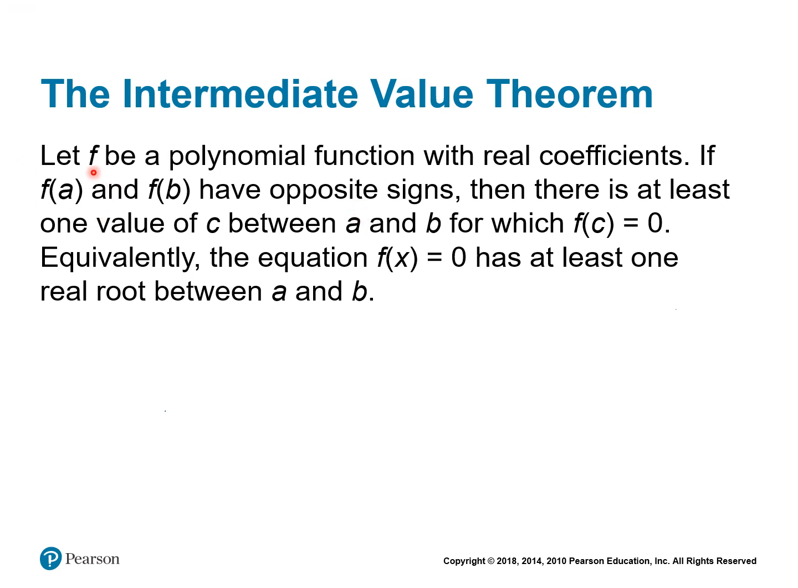It says here, let f be a polynomial function with real coefficients. If f of a and f of b have opposite signs, then there is at least one value of c between a and b for which f of c equals 0. Equivalently, the equation f of x equals 0 has at least one real root between a and b. Now I'm going to break this down and explain to you in more simple terms.